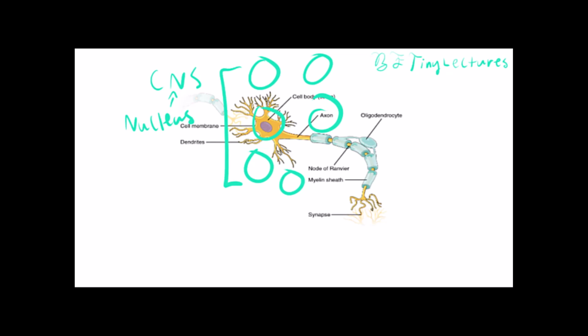However, if we were to take another collection of neurons, let's say that these 4 circles are neurons and they're found in the peripheral nervous system, this same collection will be called a ganglion.